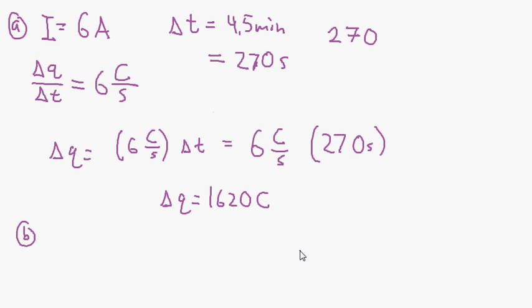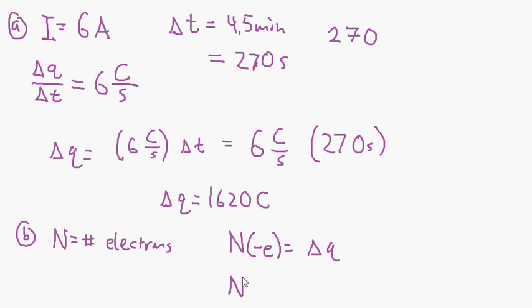Part B was how many electrons move through the wire. Well, that's not very hard. N is the number of electrons, okay? And quite simply, the number of electrons times the charge on an electron has to equal that charge that we had. So the number is going to be our previous delta Q divided by negative e.